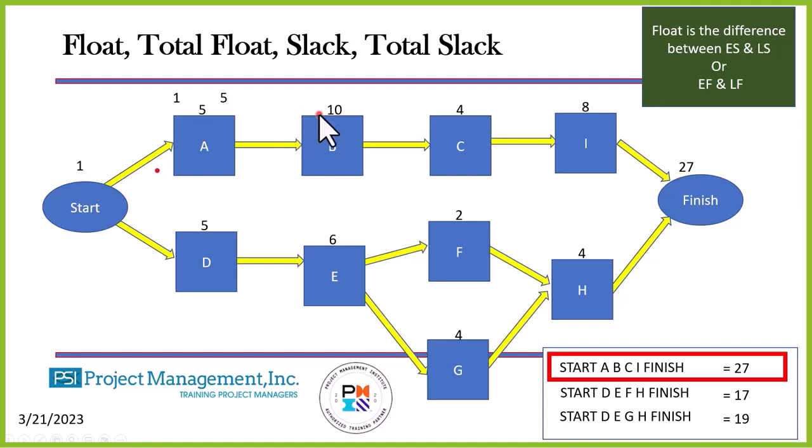My early start of B is going to be day 6. Add the duration, subtract 1, be 15. My early start of C is going to be 16. Add the duration, subtract 1. That says that my early start of I is going to be day 20. Add the duration and subtract 1, which is 27. Day 27, that's when we will finish this project based on our start date and durations.